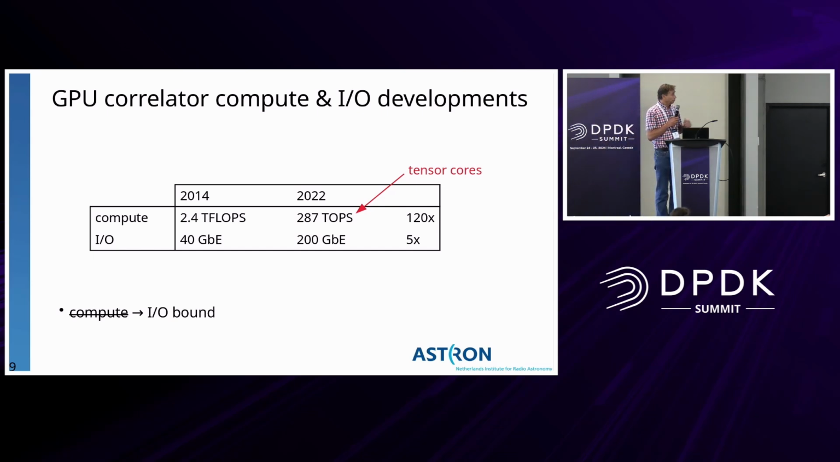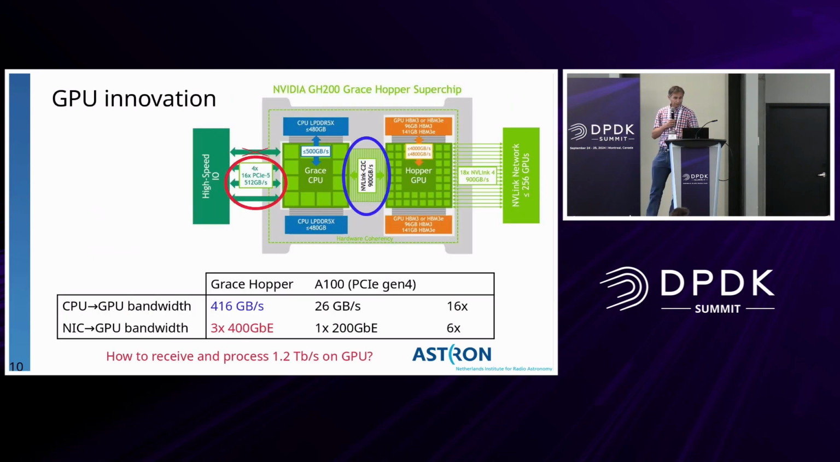But if we look at the I/O, in the same time we went from 40 to 200 gigabit Ethernet. So what was once a compute-bound problem is now an I/O-bound problem.